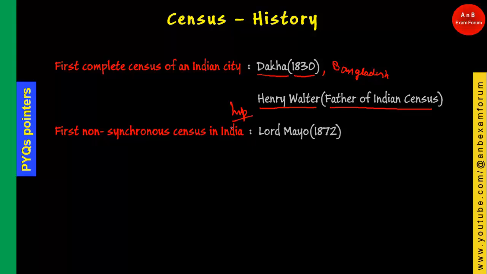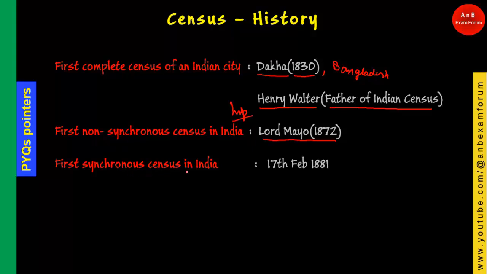Coming to the non-synchronous census in India. What do you mean by non-synchronous? It is an irregular census, which is not conducted at regular intervals of time. The credit goes to Lord Mayo. This is very important: 1872. If the question says the first census in India, your answer should be Lord Mayo, whether or not it is specified as non-synchronous or synchronous. If nothing is mentioned, you go with Lord Mayo. And if they specify the first non-synchronous census, the answer is also Lord Mayo.